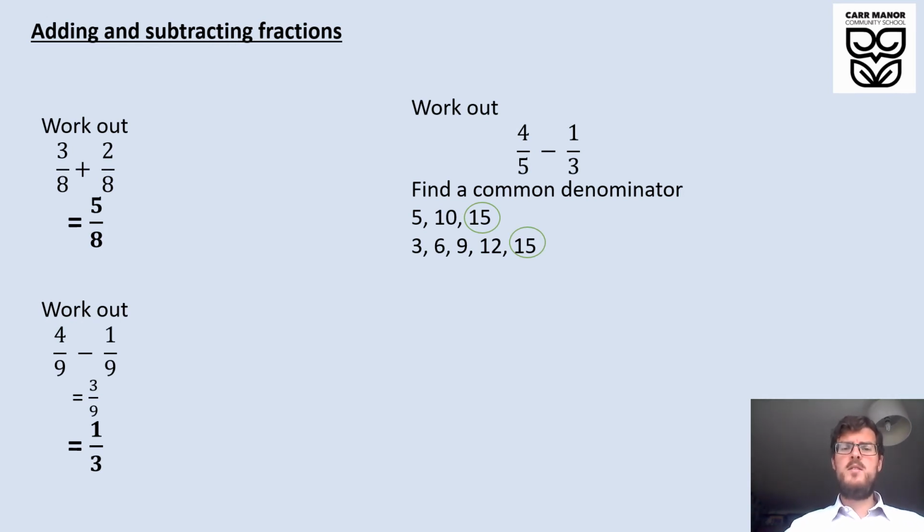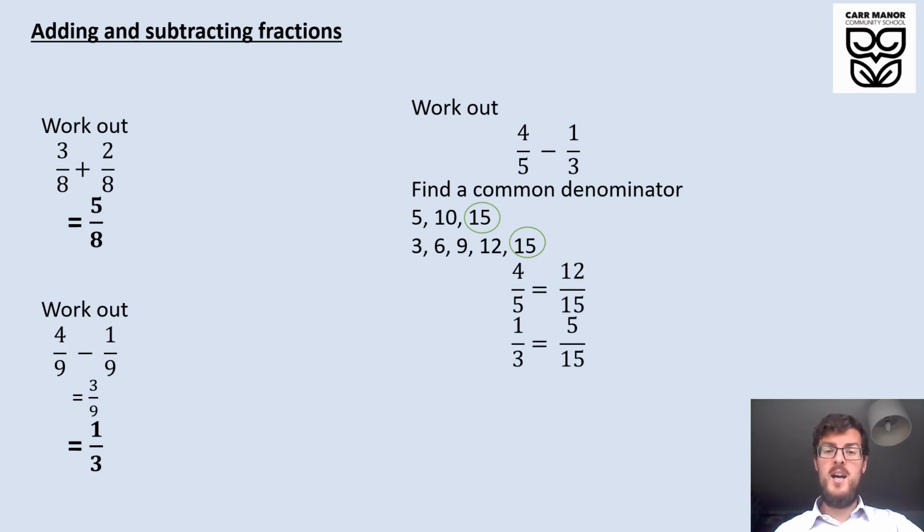So 4/5 to become 15ths is being multiplied by 3, and 4 times 3 is 12. 1/3 to become 15ths is being multiplied by 5, so we'd have 5 out of 15. So we can now rewrite the question with both fractions having a denominator of 15. So we'd get 12/15ths minus 5/15ths leaves us with 7/15ths. Now can we simplify 7/15ths? No, we can't.